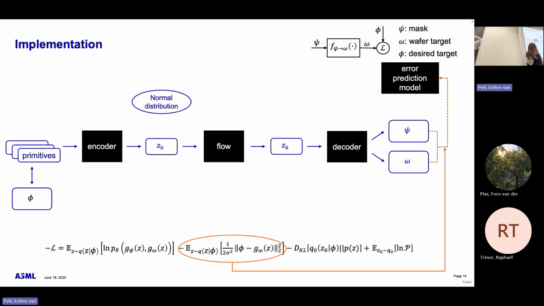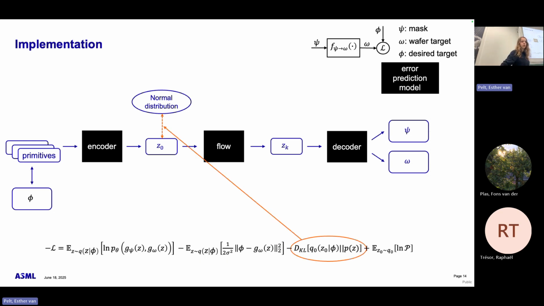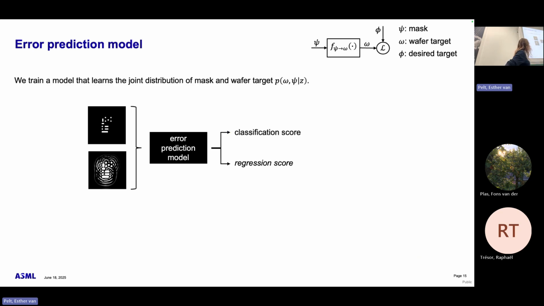Then this first term is the error term on the joint plausibility of the mask and wave target. I will come back to that later. We have the latent term and then also an extra error term for the flow. And as I said, we want to score the joint occurrence of a mask and wave target, and we do that by training a separate model that learns this joint distribution. So we call that the error prediction model.